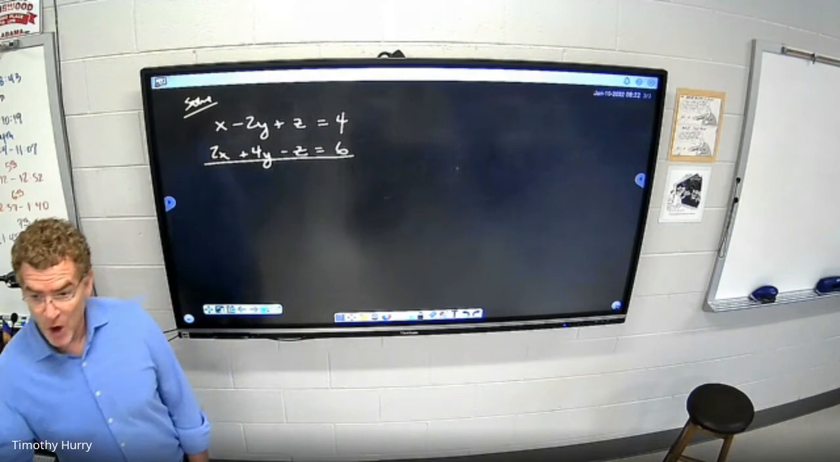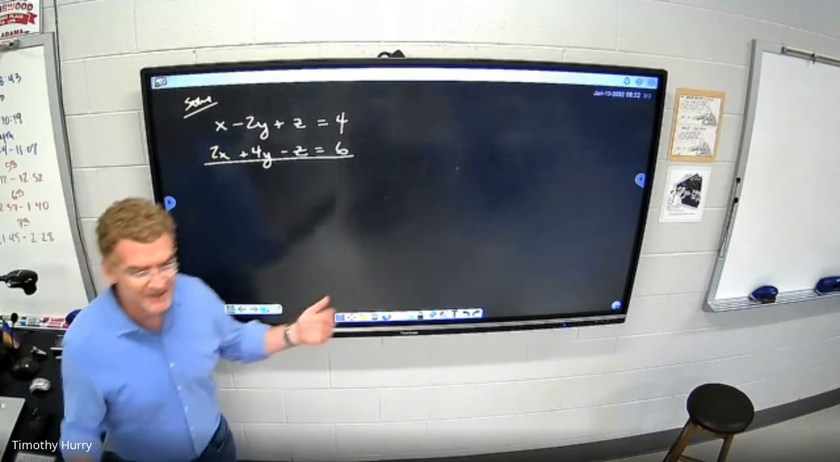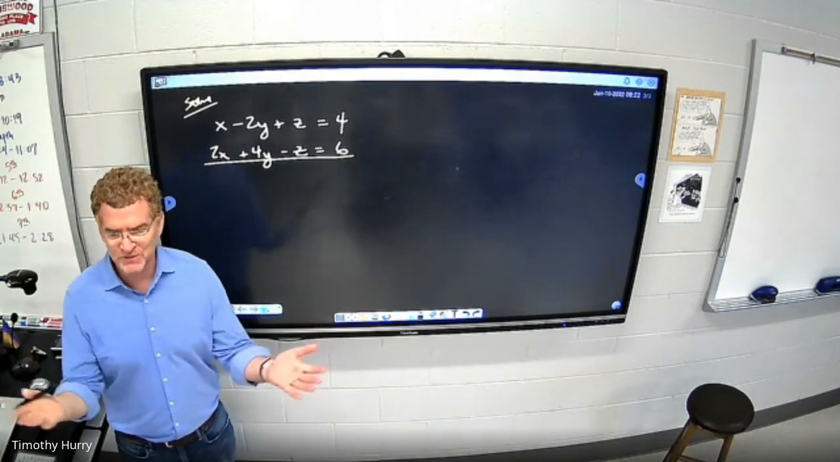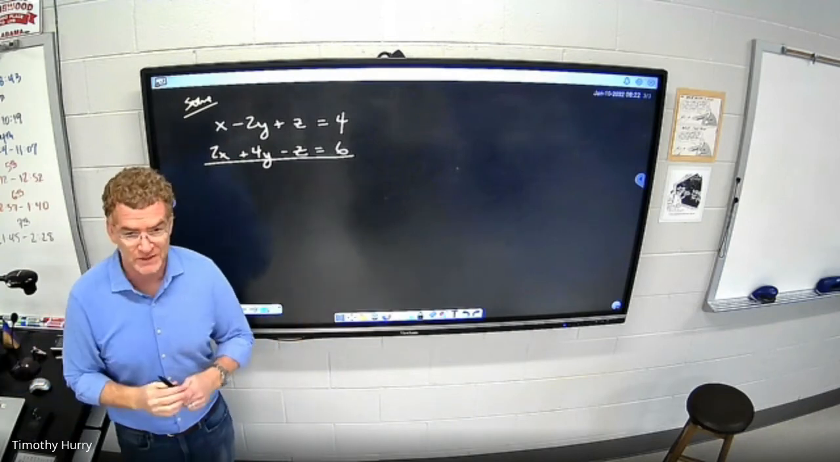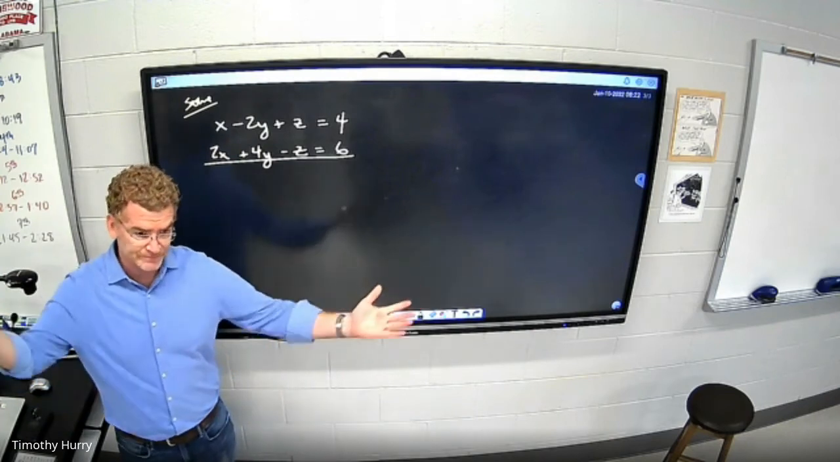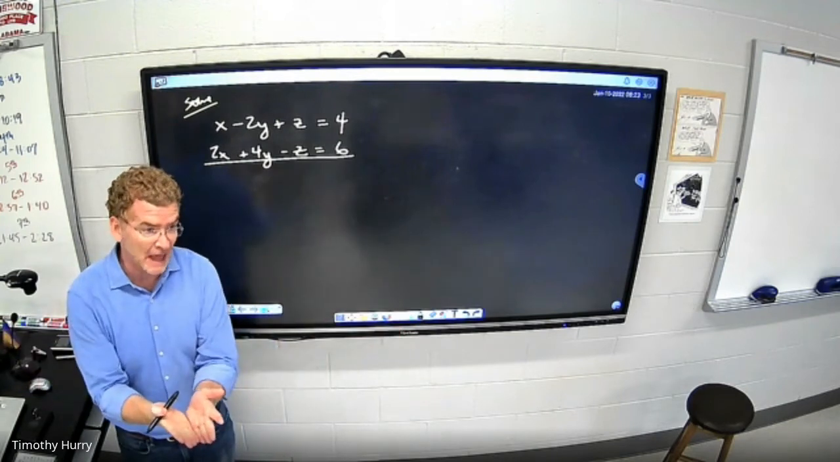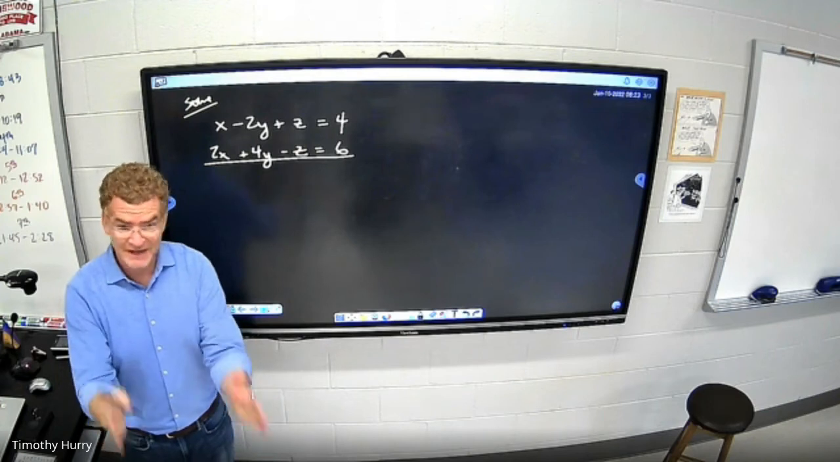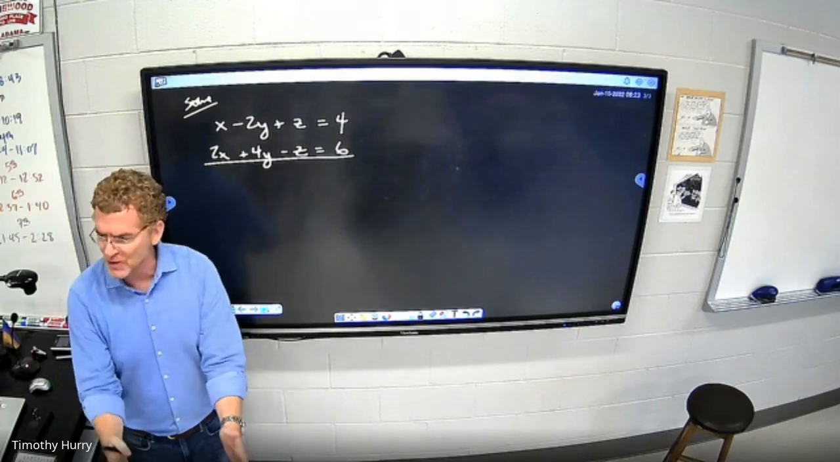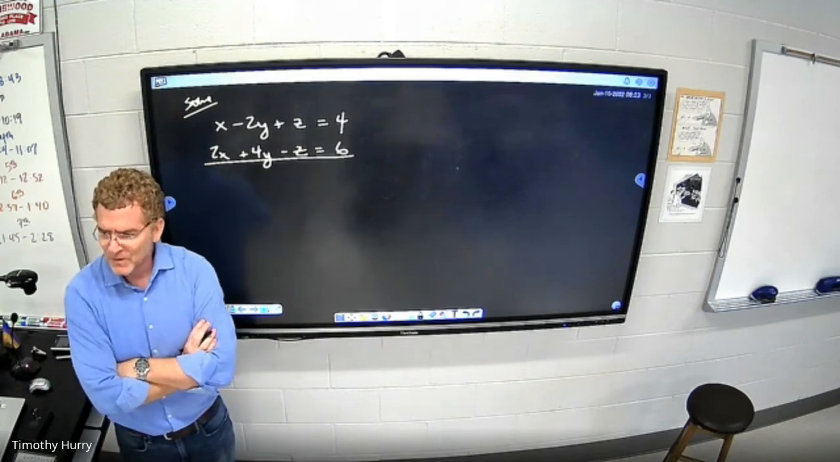Now we should know right now what happens when I ask you to solve for 2 planes. What are you going to get? One of 3 situations. They're either going to intersect in a line, or they are not going to intersect at all because they're parallel. How would you know that they're parallel? What would they have to have?